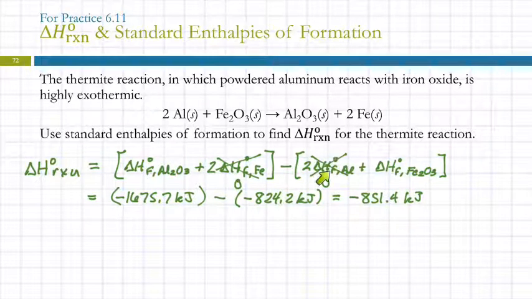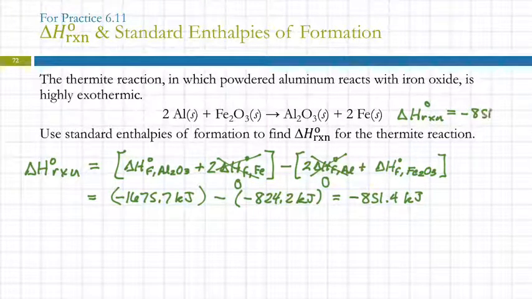The heat of formation has a unit of kilojoules per mole, and then we're multiplying by a number of moles, so this ends up having just kilojoules as its unit. So the standard heat of reaction here is minus 851.4 kilojoules. Any questions?